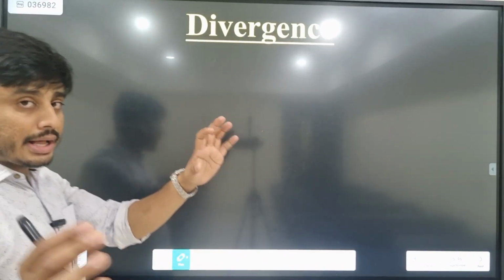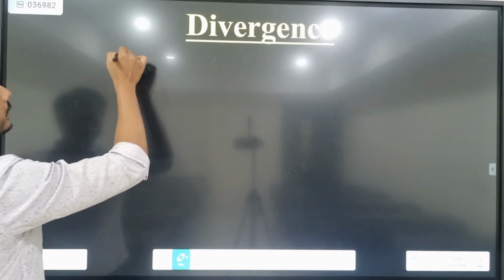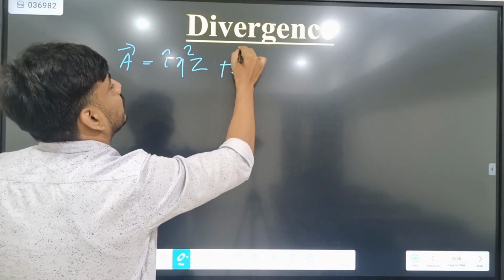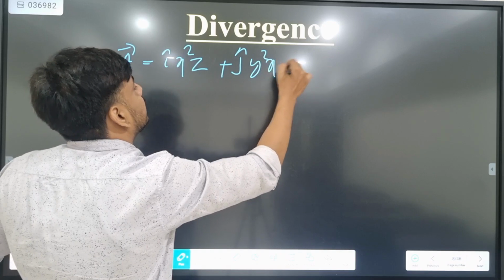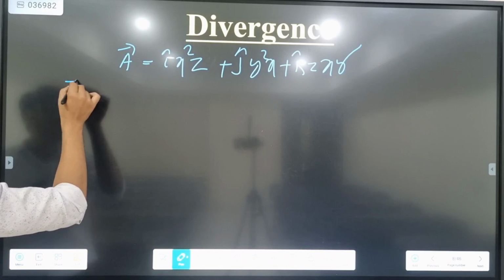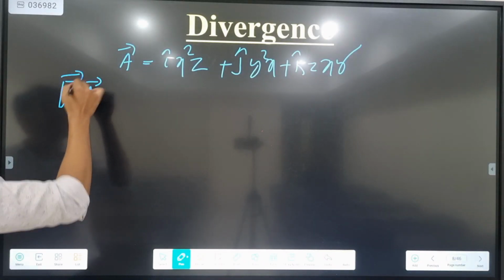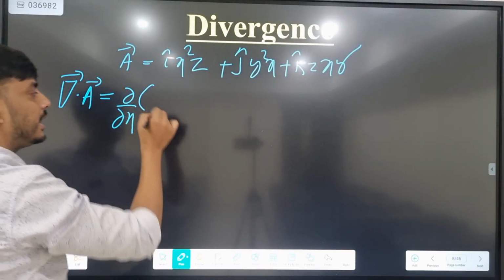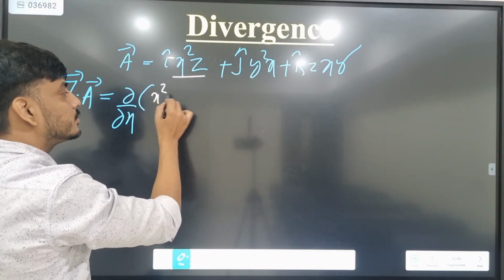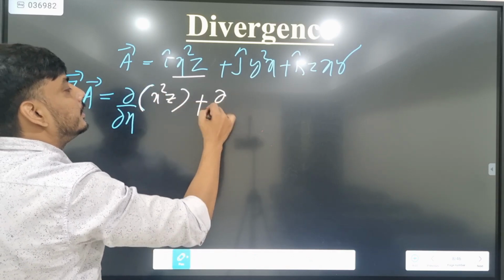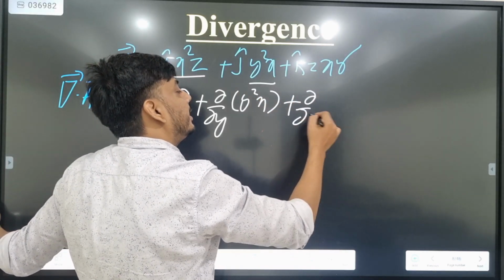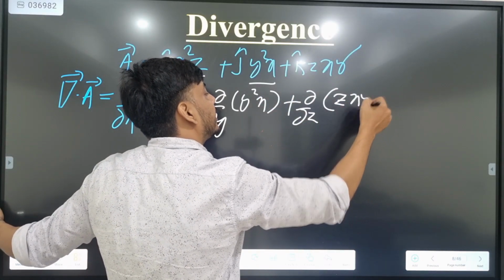If you have any doubt, you can ask me. You can let me know in the comment section. Let A be a vector which is given by i cap x square z, j cap y square x, k cap z x y, and the question is to find out the divergence of A. So divergence means del dot A. So del by del x, directly I am writing del by del x of the x component, which is x square z, plus del by del y of the y component y square x, plus del by del z of the z component z x y.